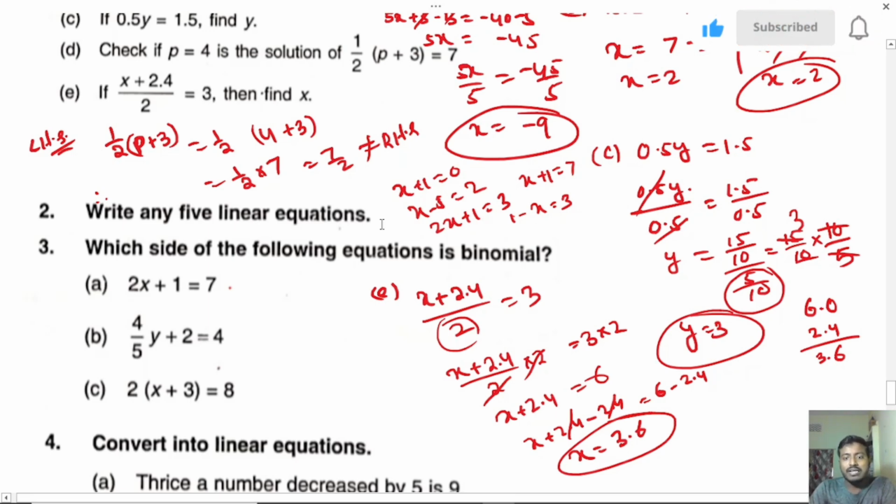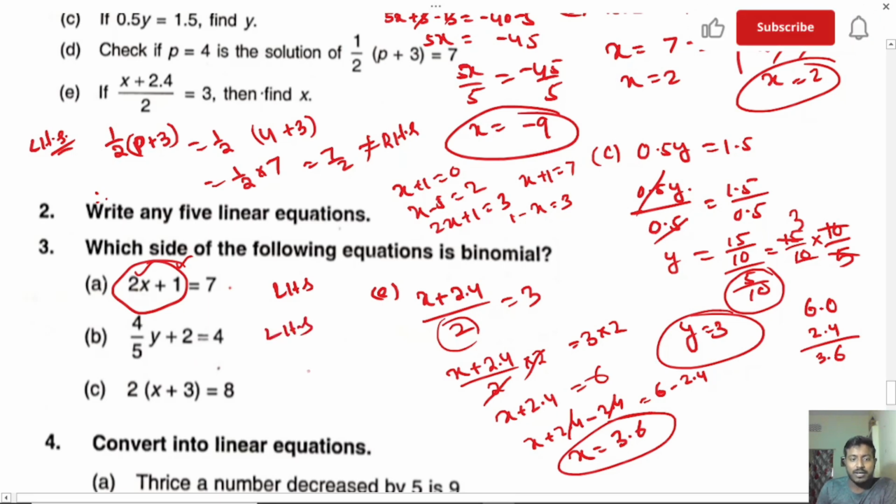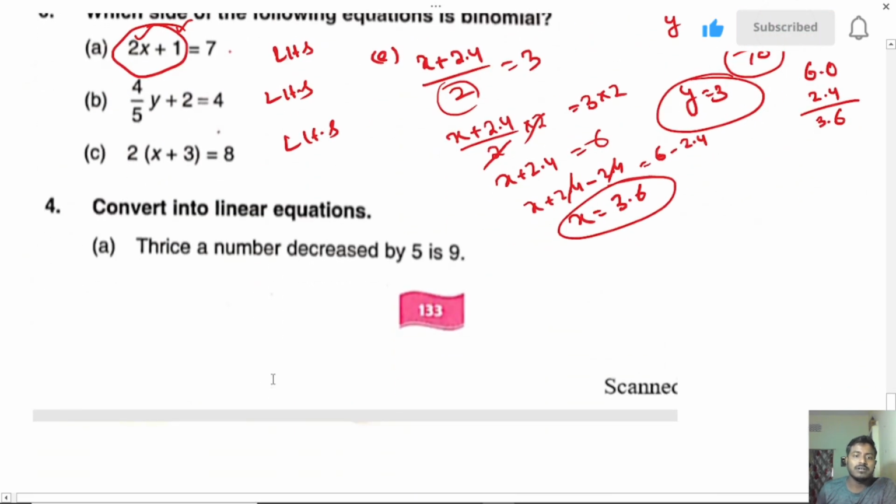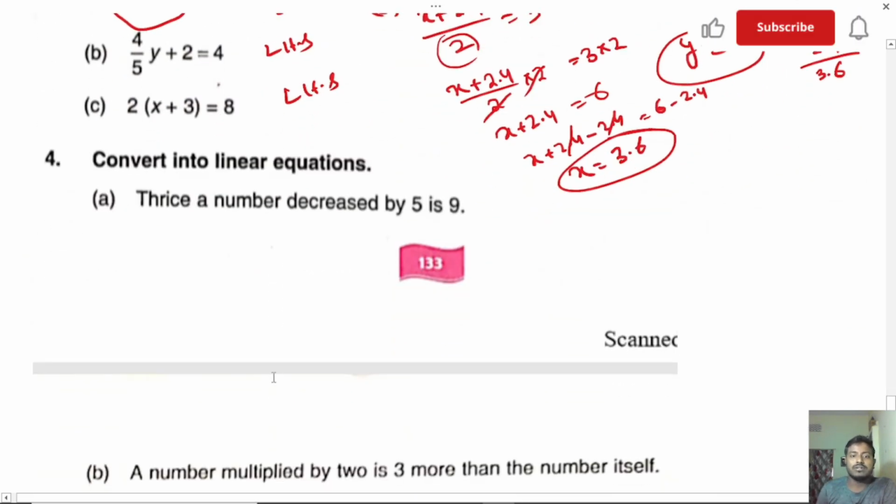Which side of the following is binomial? The first one is the left side. Binomial means 2 terms: 1 term, second term, 2 terms, that is LHS. Same question, second number is LHS, binomial. And third number also LHS binomial. Clear? Next.